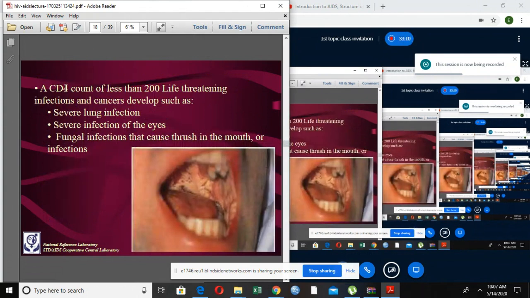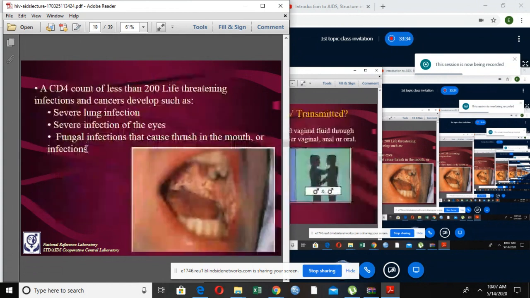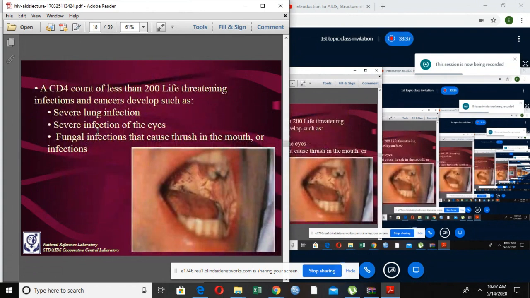Then with a CD4 count of less than 200, life-threatening infections and cancers develop, such as severe lung infection, severe infection of the eye, fungal infection that causes a rash in the mouth, or infections in the vagina, infections on your armpits, infection all over because of these fungal infections. So I think that's all about the phases of HIV and AIDS development.